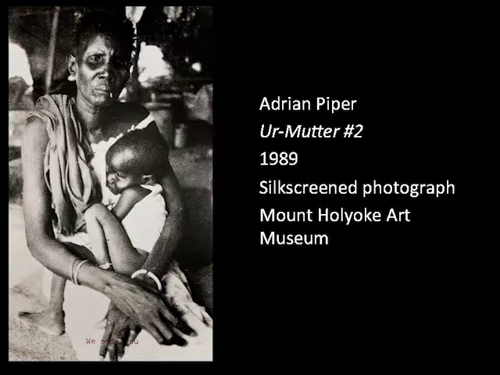So it has this really loaded history: these are refugees in a Somalian camp, but this is an appropriated photograph, right? This is appropriation art. She's taken somebody else's work and reused it and made an object that is now in the collection of the Mount Holyoke Art Museum.